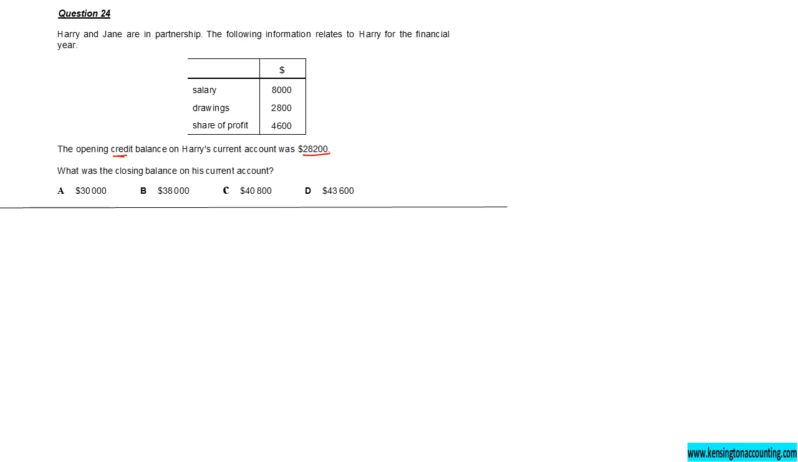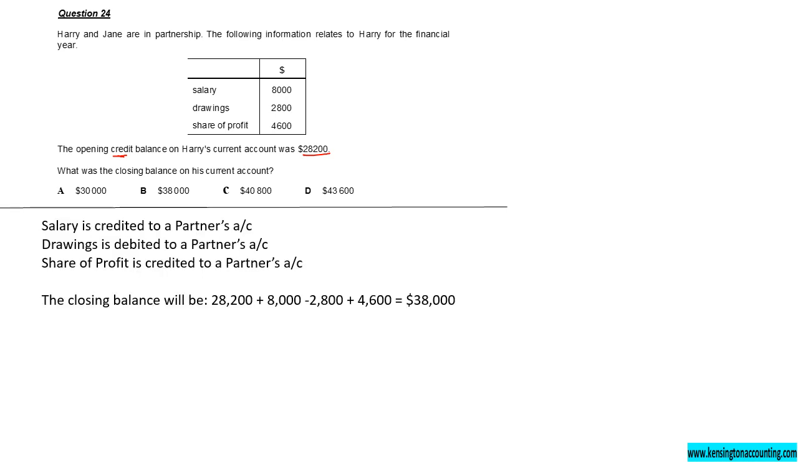Okay, so straightforward. Salary is credited to a partner's account. Therefore, it will add to the opening balance. You need to add the 8,000. Drawings is a deduction because it is debited to a partner's account. Therefore, it's going to be debited. And the share of profit, just like salary, is credited to the partner's account and therefore added. Therefore, its closing balance is going to be a credit balance of 38,000. Therefore, the answer is B.